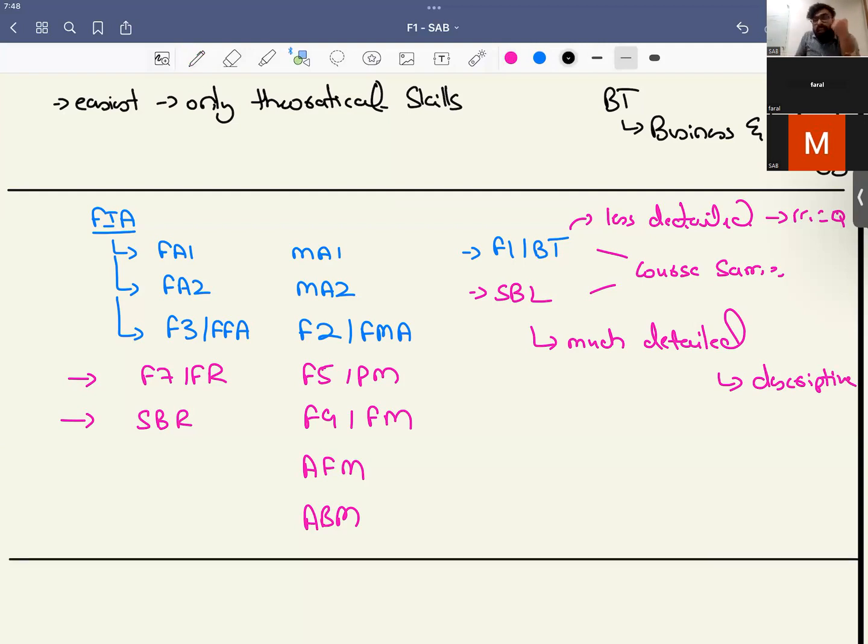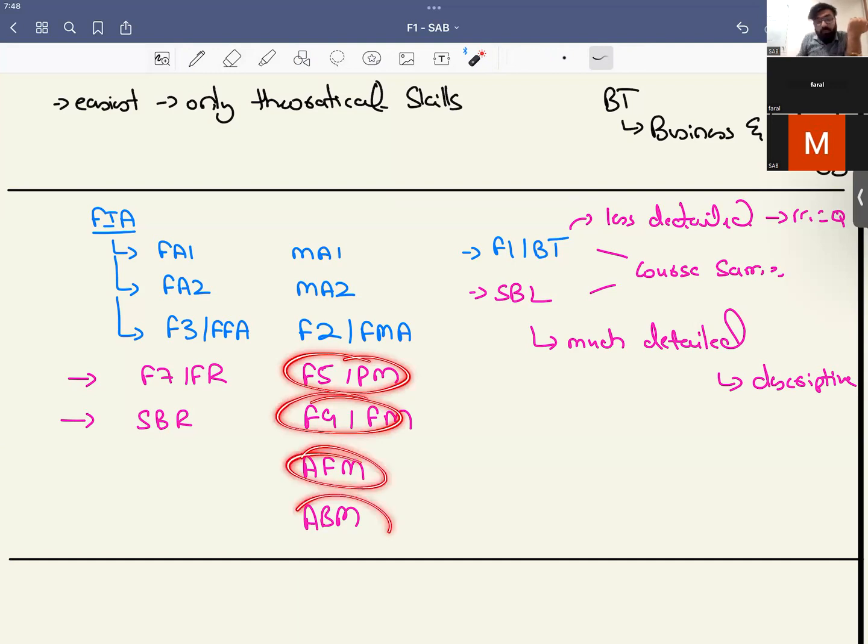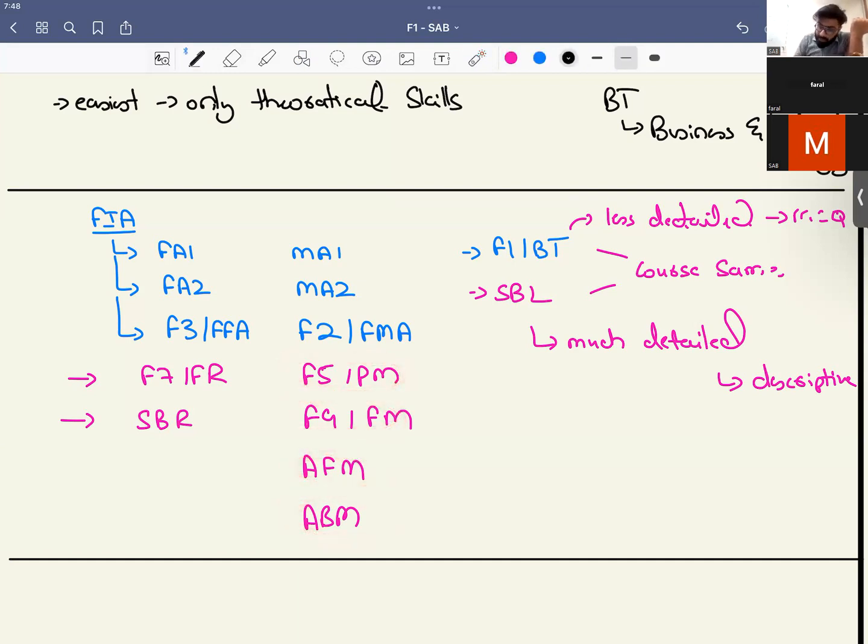So if you are studying F2, the next paper in which similar topics would be revised is F5, then F9, then AFM, then APM. But in F1, there is no similar paper of its kind. It's just F1 and then SBL. These are the two papers which are in line, the first paper of the ACCA and the first paper of the professional modules. So F1 is an important exam. Why? Because it's tested again in SBL, but in a major descriptive way.